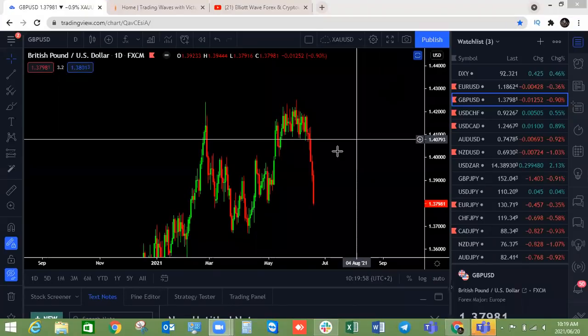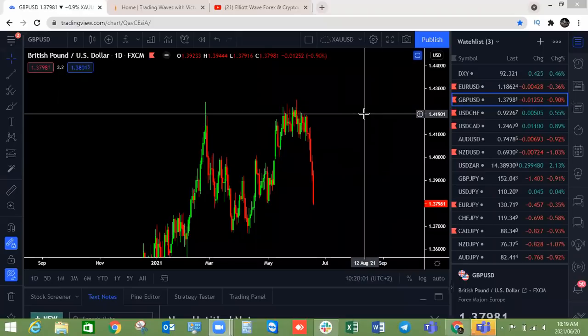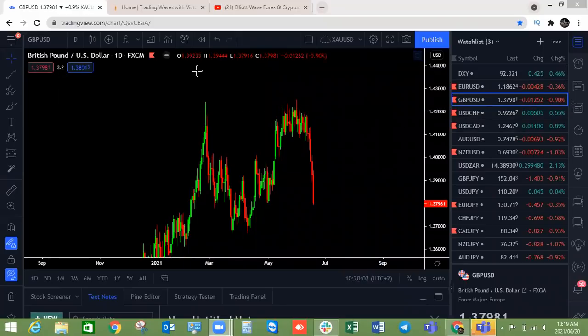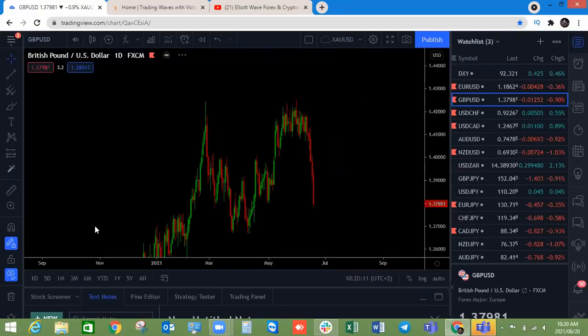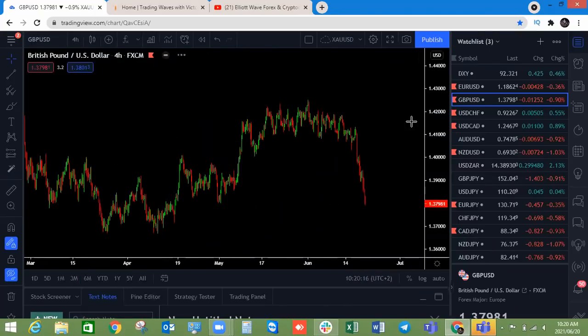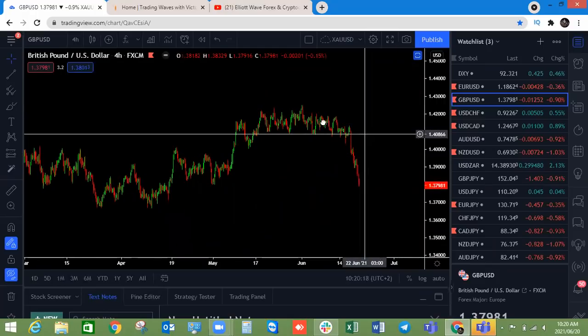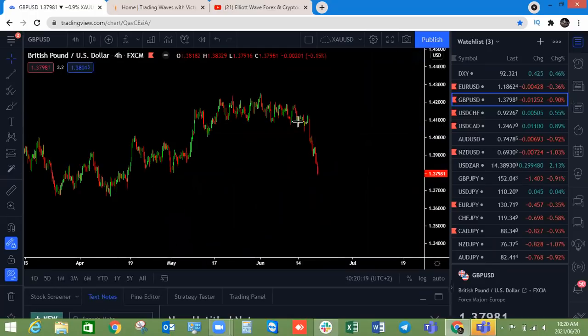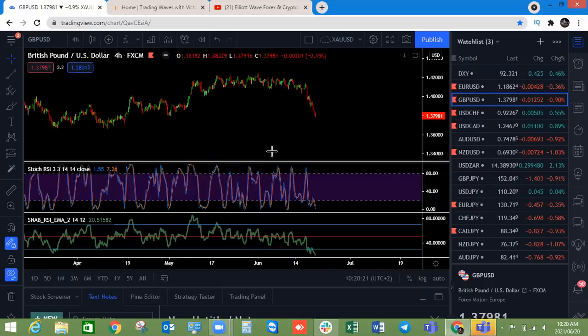All right, so Pound US dollar, this is what we have here on the daily chart. I want to look at the weekly chart first, then we'll go to the 4 hour, and how we were looking at Pound US dollar before the Fed meeting announcement, the Fed interest rate decision. So this is what we're looking at here on Pound US dollar.